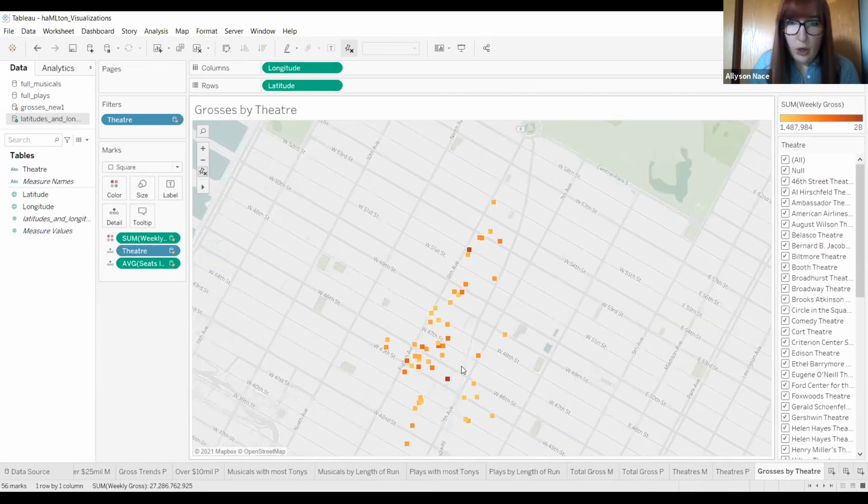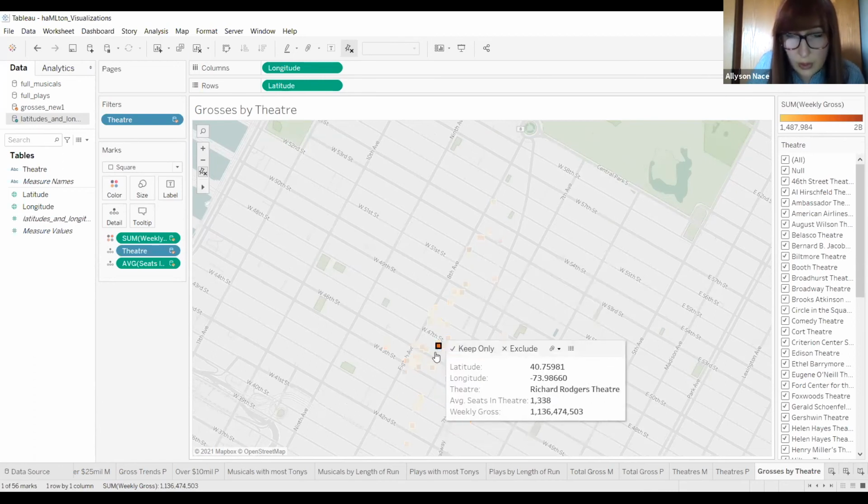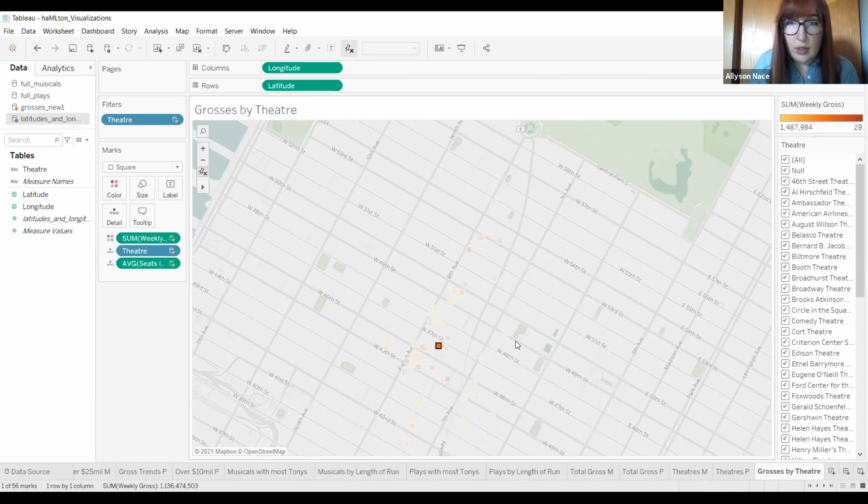This just shows which theaters, in relation to the big blockbuster shows they have in them, and how much the theaters can gross as well. And the one where Hamilton is, the Richard Rodgers Theatre, isn't as dark as the Gershwin or the Minskoff yet, but I'm sure it'll get there if Hamilton keeps going on the trajectory that it is.